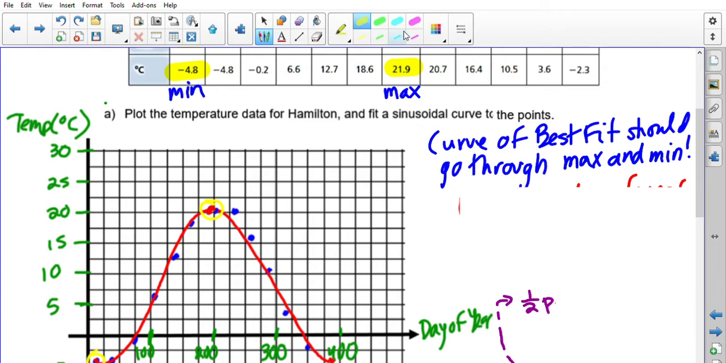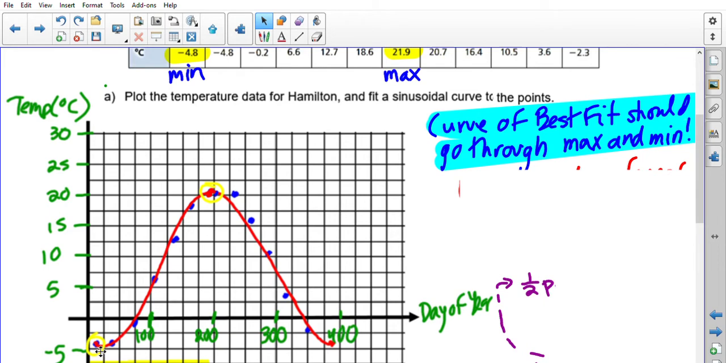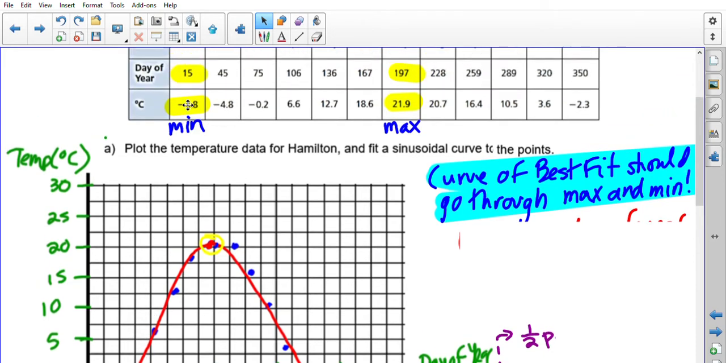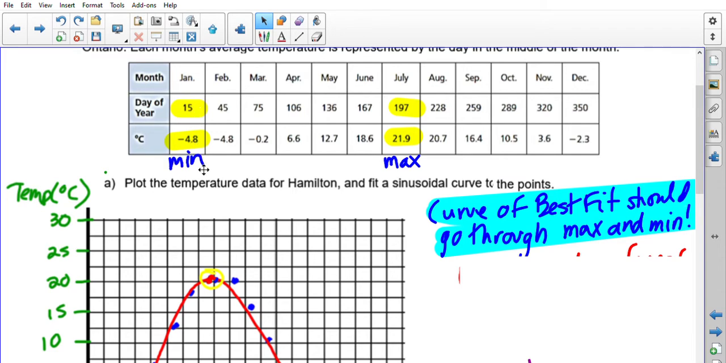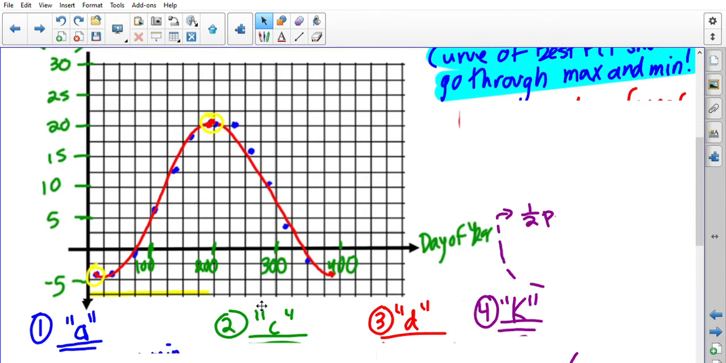However, your curve of best fit should always go through the max and min values. So everyone should be the same in that sense. As you've noticed in red here, I've drawn my curve of best fit, and I've made sure that I've gone through the minimum here, which was at day 15, negative 4.8, and then I've made sure that I've gone through the max, which is day 197, 21.9. Okay, so that's what I've circled there in yellow. When you draw your curve, it should not be going through every single point. Okay, so that's all right.